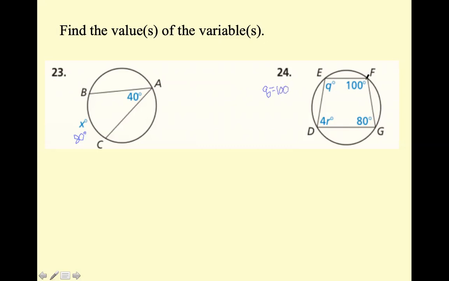And on these two angles, F here and D, these opposite angles have to be supplementary. So I already have 100 degrees here, which leaves me 80 degrees for this angle down here. So that would give me that 4R would have to equal 80 degrees. If I divide both sides by 4, I get that the value of R would be 20.